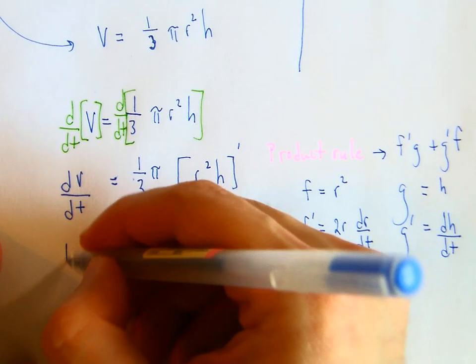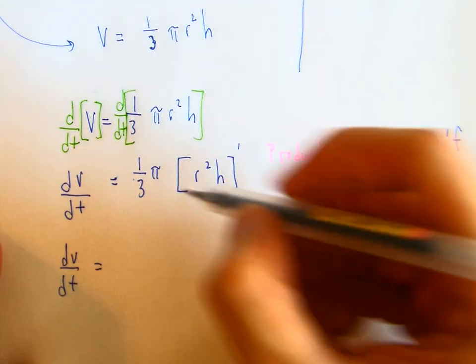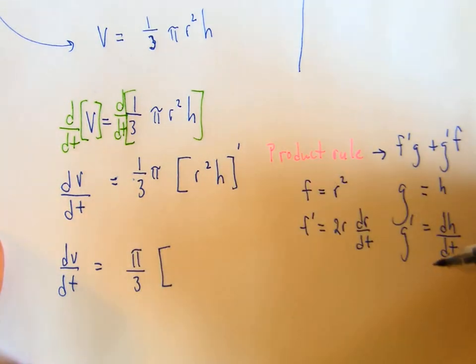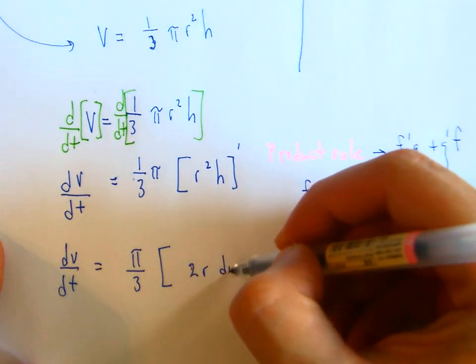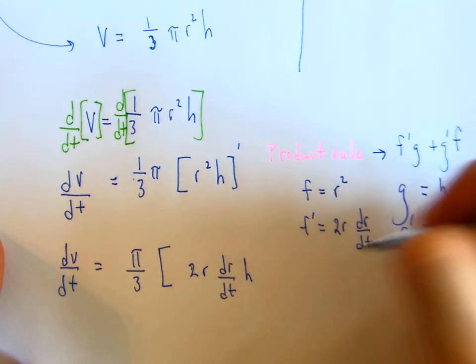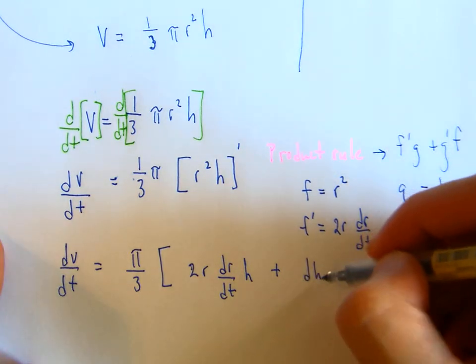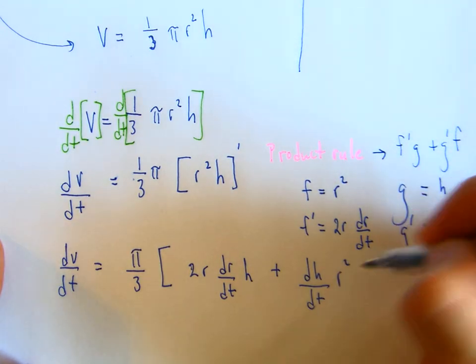Okay, so now let's plug it all in. So now you have dV/dt is equal to 1/3 pi, and 1/3 pi is the same as pi over 3, times, now we've got to put in f prime g. So what is f prime? We have 2r dr/dt times g, so h, plus g prime, which is dh/dt, times f, and f is r squared.